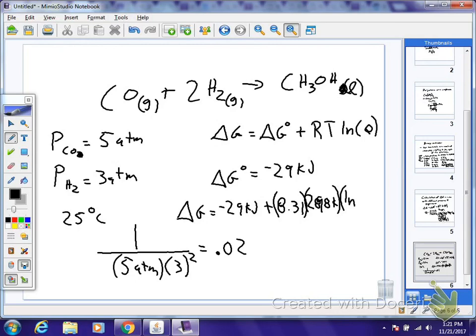Okay. So I want you guys to plug this into your calculator. Now we've got everything, all the numbers. I need you to plug it in. So that 0.022 goes in here. So the natural log of 0.022. So let's calculate delta G. Go ahead and get your calculator out and figure that out.